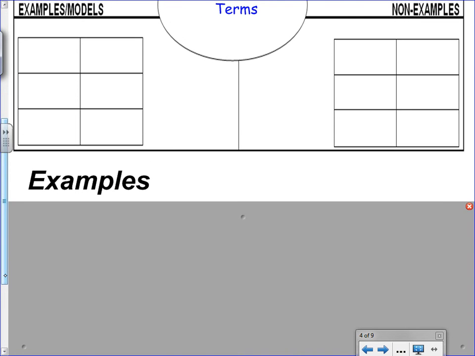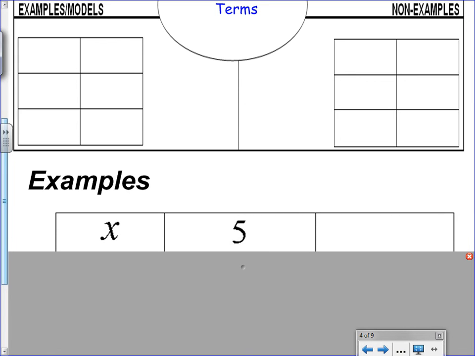Okay, so examples, non-examples. Your first one is x and 5. So x is a term, 5 is a term. Is this an example of a like term or a non-example? Laura, what do you think? Are x and 5 like terms? Good, why? Constant, so close. Yes, constant and then one has a variable. So this doesn't have a variable, this has a variable. Wonderful. That's a non-example.